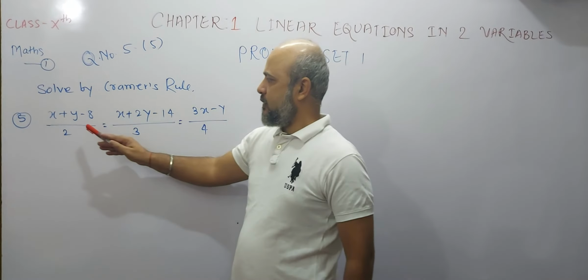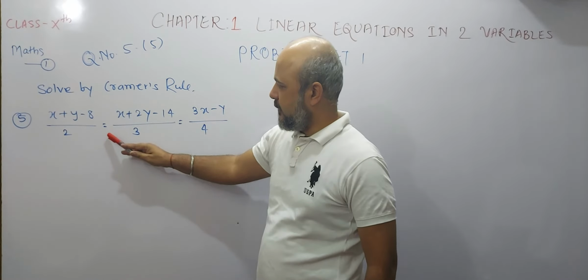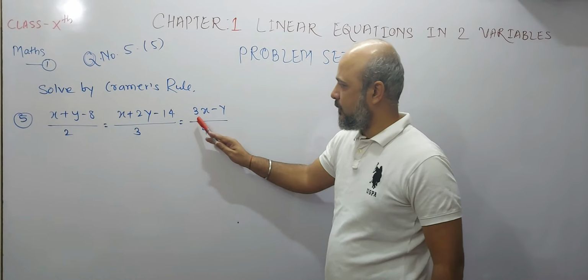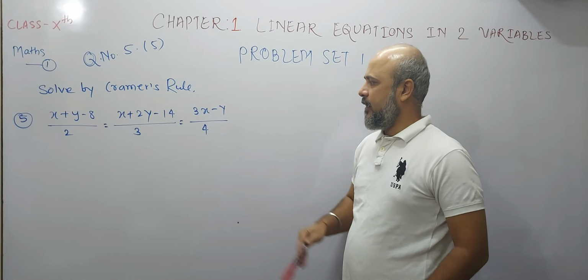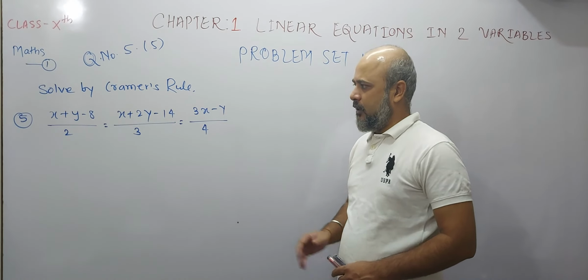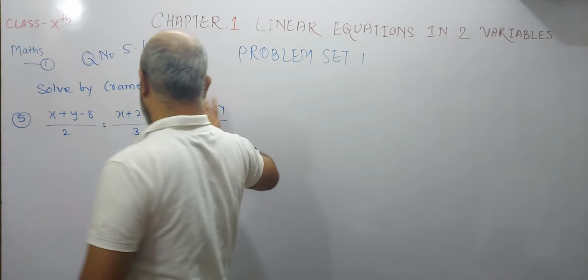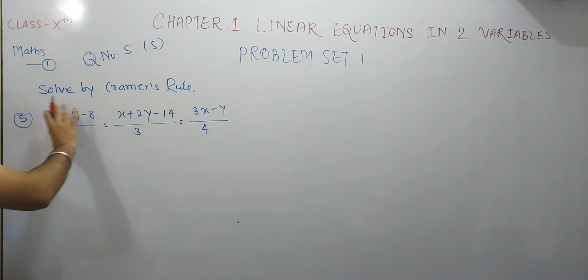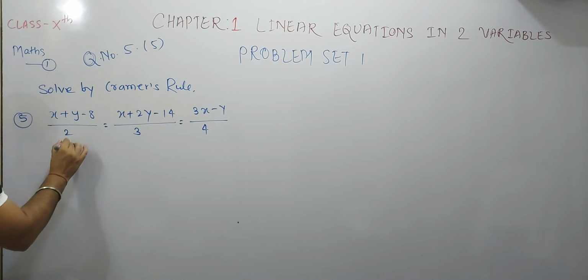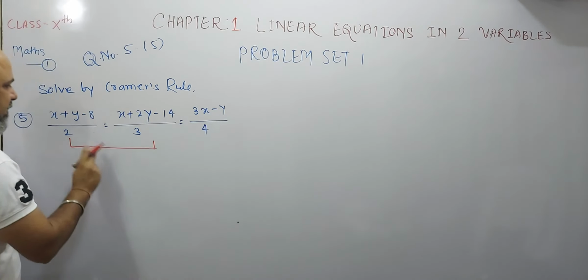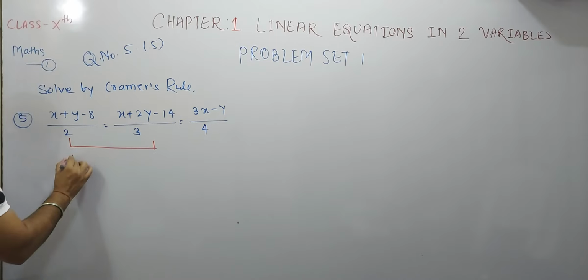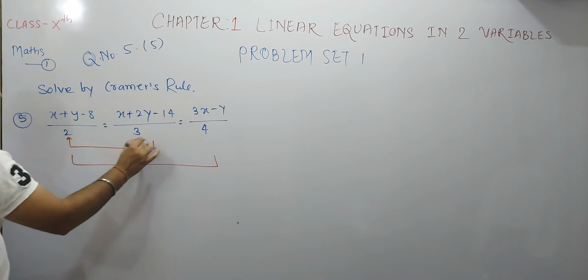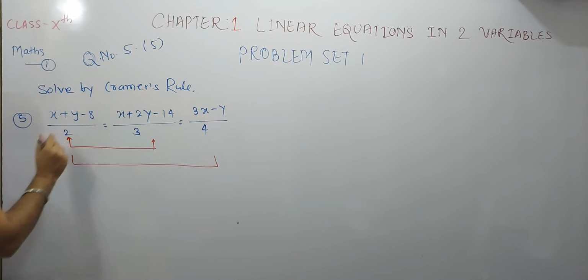Now (x + y - 8)/2 is equal to (x + 2y - 14)/3, and this is equal to (3x - y)/4. Here only one equation is there and you have to prepare two equations from this equation. So either you will take this equation with this equation, or you may take this equation with this equation. When you take these two equations, what will you get?